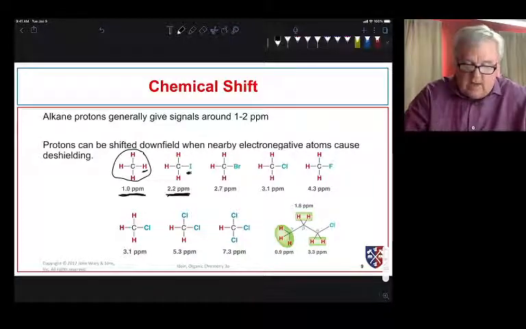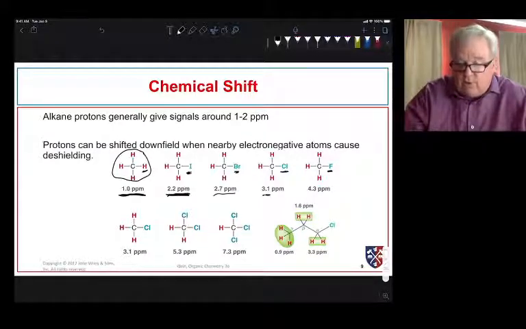If instead of iodine we put bromine, which is more electronegative than iodine, our signal would come at 2.7. So see, they're going further and further downfield as we get more and more electronegative groups on there. And when we put chlorine on, 3.1 ppm, and when we put the very electronegative fluorine on there, so methyl fluoride, the protons come at a chemical shift of 4.3 ppm.